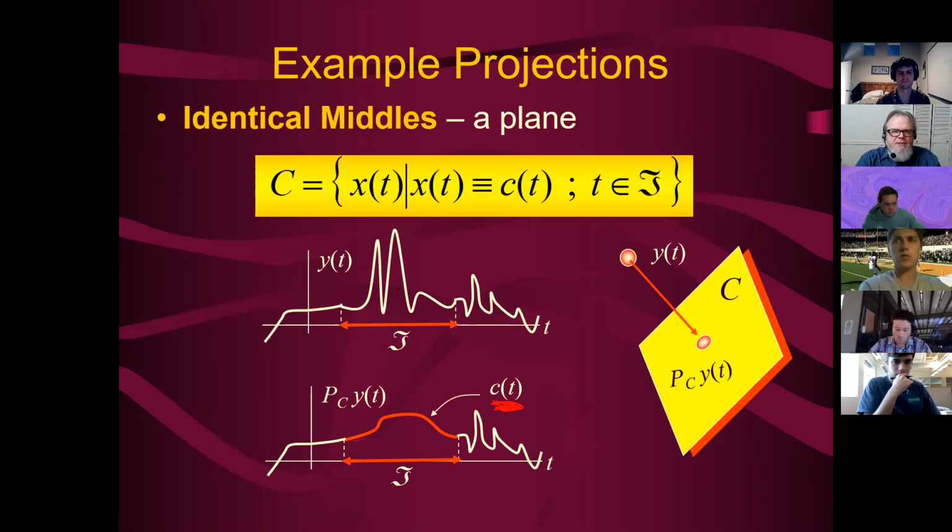Okay, we have this signal which is shown. How do we project onto the convex set? Well, it's very simple. We just throw this part away and we stick in C of t there, the middle part, and that is the projection onto the convex set of identical middles. And this will now fit in the convex set as we've defined it here. And just like in the example that I gave you for 3 dimensions, this is like taking y of t and projecting it onto the plane that corresponds to the identical middles.